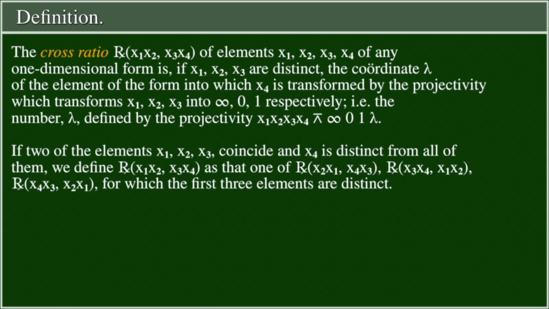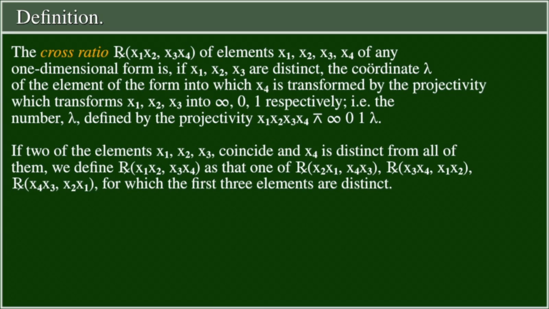Definition: the cross ratio R(x1, x2, x3, x4) of the elements x1, x2, x3, x4 of any one-dimensional form is, if x1, x2, x3 are distinct, the coordinate lambda of the element of the form into which x4 is transformed by the projectivity which transforms x1, x2, x3 into infinity, 0, 1, respectively, i.e. the number lambda defined by the projectivity x1, x2, x3, x4 projective with infinity, 0, 1, lambda.